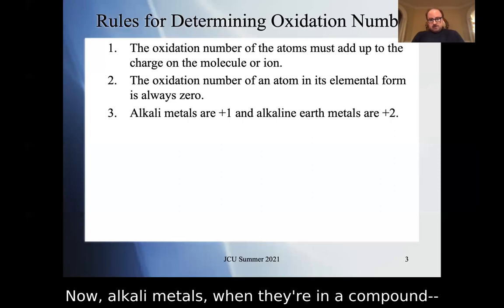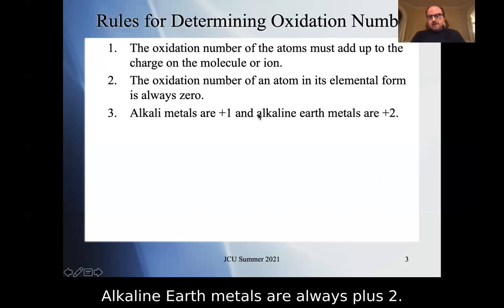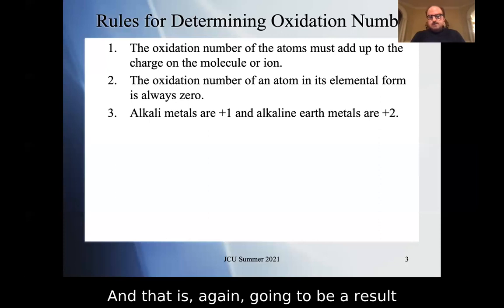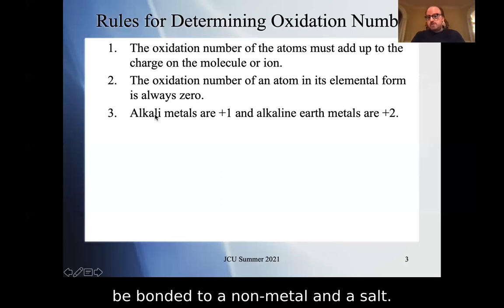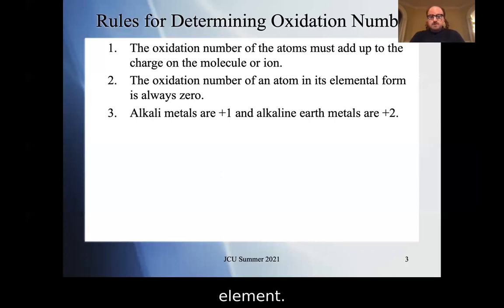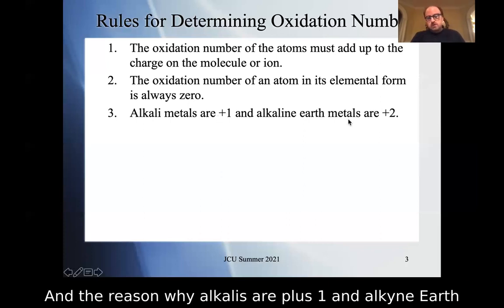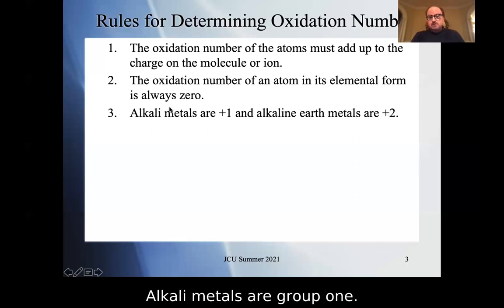Now, alkali metals, when they're in a compound, so in this case they're not just a metal, they are part of a compound. Alkali metals are always +1. Alkaline earth metals are always +2. And that is, again, going to be a result of the electronegativity difference, because generally these metals would be bonded to a nonmetal in a salt, and there the nonmetal would be the more electronegative element. And the reason why alkalis are +1 and alkaline earth metals +2 is a result of their valence electrons. Alkali metals are group 1, alkaline earth metals group 2.